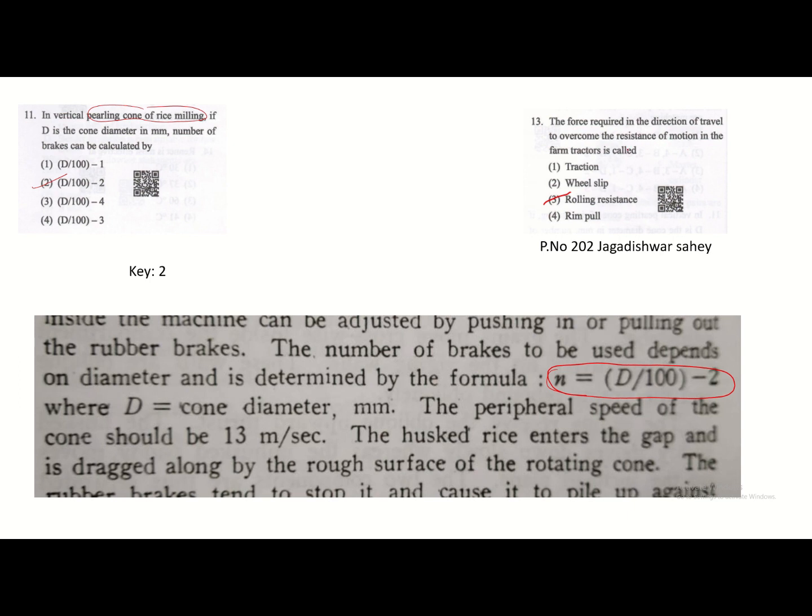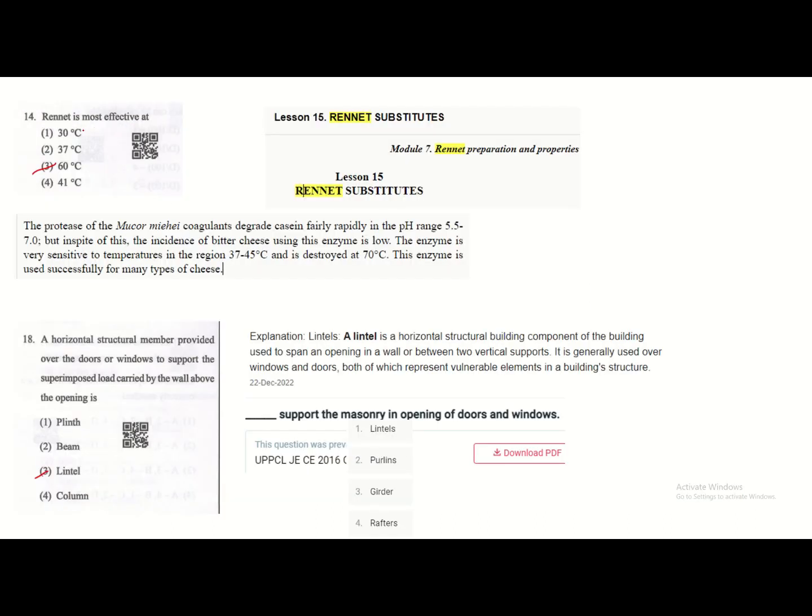And next one is the force required in the direction of travel. This is from FMP. A simple question asked from Jagadish Sahai, page number. This is a very direct question they asked. And rennet is most effective at 60 degrees Celsius. This always comes from your dairy milk products.